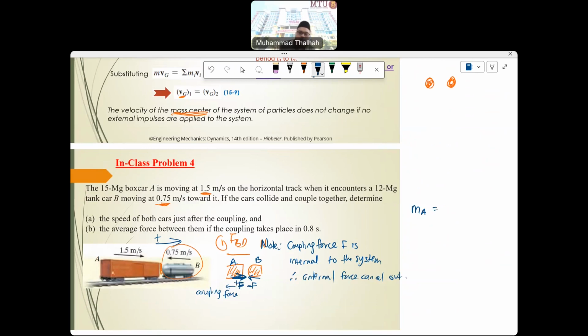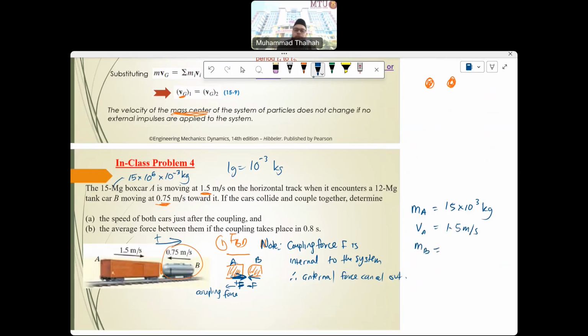Now we have the mass of truck A, which is 15 times 10 to the power of 3 kilograms. Why? Because M is mega, and mega is 10 to the power of 6, and gram is 10 to the power of minus 3 kilogram, because 1 gram is 10 to the power of minus 3 kilogram. We have car A moving at VA equals 1.5 meters per second.